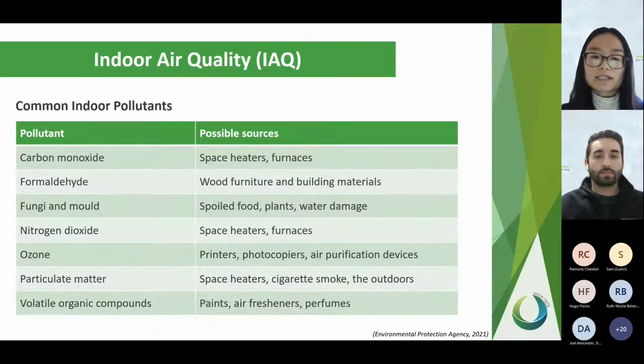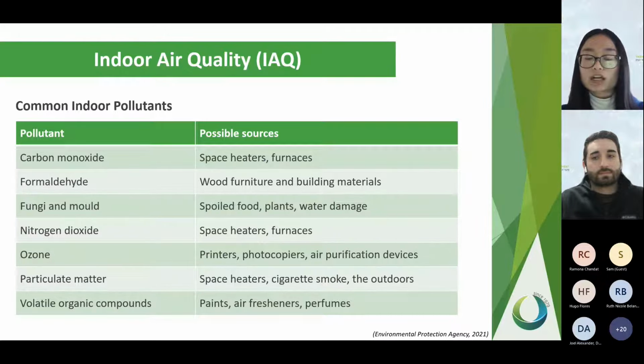Nitrogen dioxide can again come from space heaters and furnaces. Ozone can come from printers, photocopiers, as well as air purification devices, which use ozone as a disinfection technique. Particulate matter can come from space heaters, cigarette smoke, as well as the outdoors as air is coming in. If it's not filtered, it can be a source of particulate matter. And lastly, there's volatile organic compounds, which can come from many, many different sources, including paints, air fresheners, and perfumes.